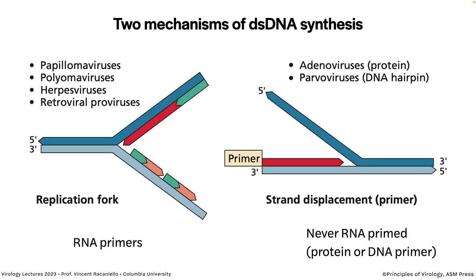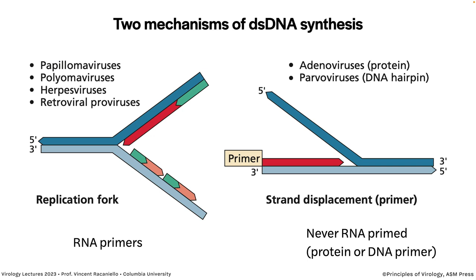So there are two general mechanisms of double-stranded DNA synthesis. They're shown here. They are a replication fork or strand displacement. The replication fork is observed with papillomas, polyomas, herpes, and retroviral proviruses. As we'll see next time, the retrovirus DNA is integrated into the cell DNA. That's called a provirus, and that's done by a replication fork. In fact, our DNA replication occurs by a replication fork.